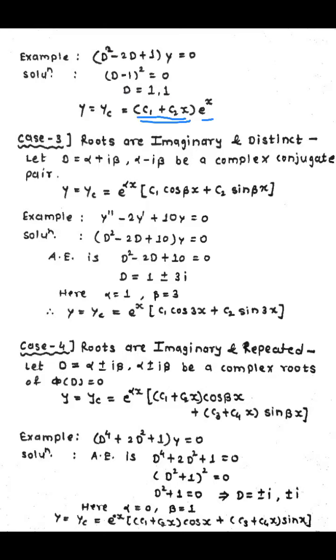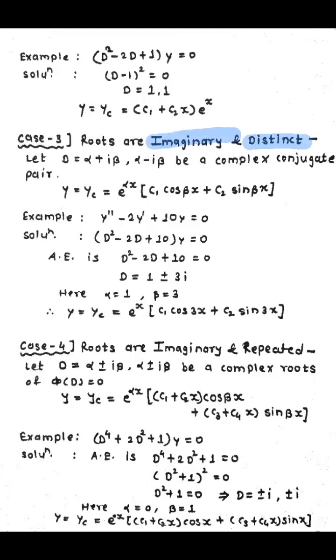Number of roots are 2, so we require two arbitrary constants. So we can write yc for real and repeated. Now come to case number 3. Case number 3 is for roots that are imaginary and distinct. The third possibility is imaginary and distinct.